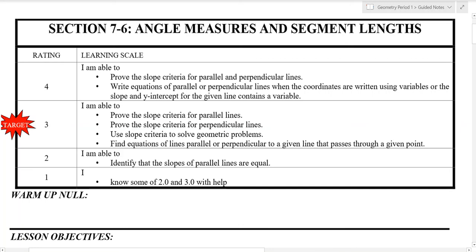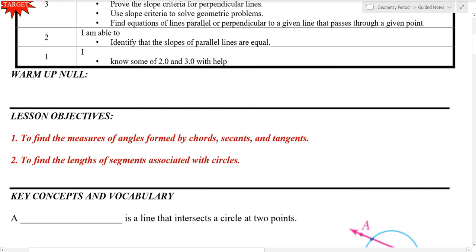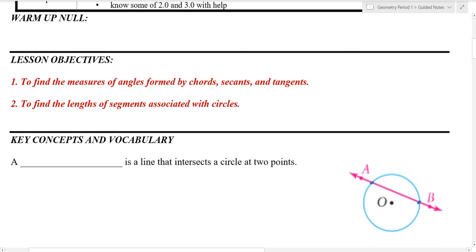Section 7-6, angle measures and segment lengths. Our lesson objectives today are to find the measures of angles formed by chords, secants, and tangents, and to find the lengths of segments associated with circles. Let's actually take a look.